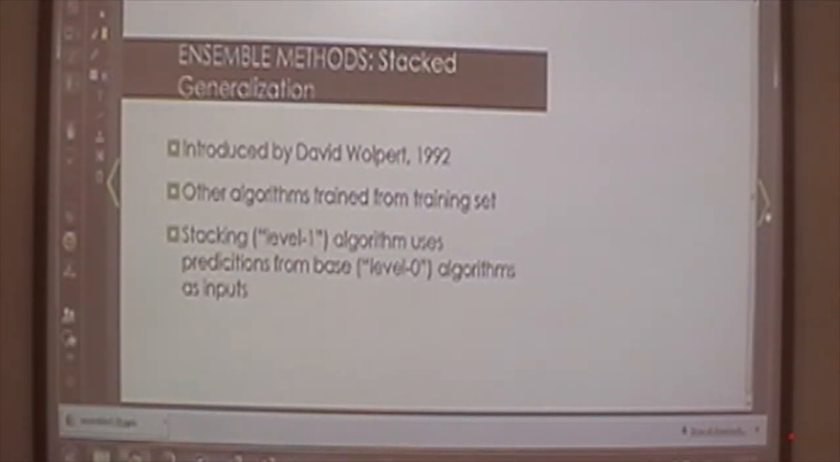Sure. Stack generalization. Here's one, James. I have a little bit of when it was introduced. 1992 by David Wolpert, who at the time was at just down the road here, south, a couple hours in Los Alamos National Labs.